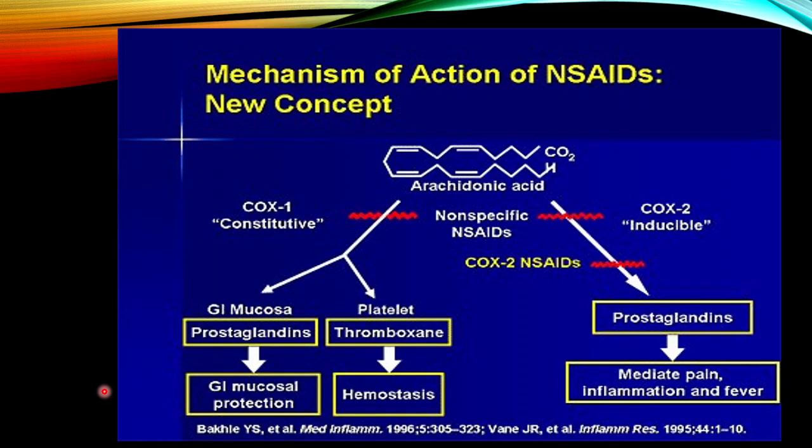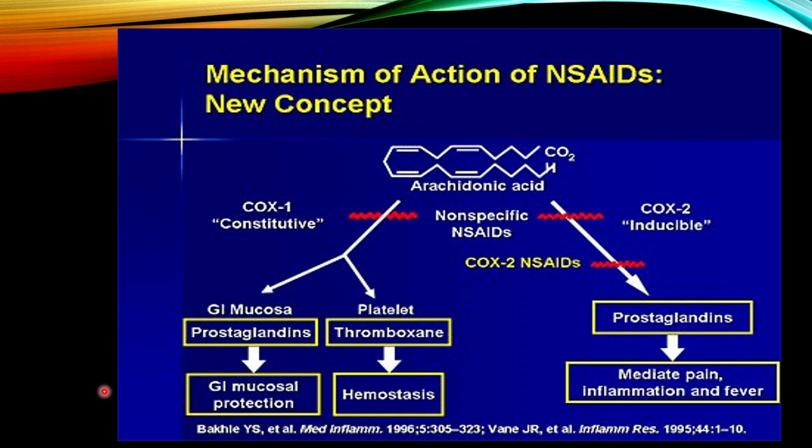Arachidonic acid is oxidized by two different pathways. One is lipoxygenase and another one is cyclooxygenase. Here we concentrate on the cyclooxygenase. The cyclooxygenase pathway leads to two forms of the enzyme, cyclooxygenase 1 and cyclooxygenase 2.